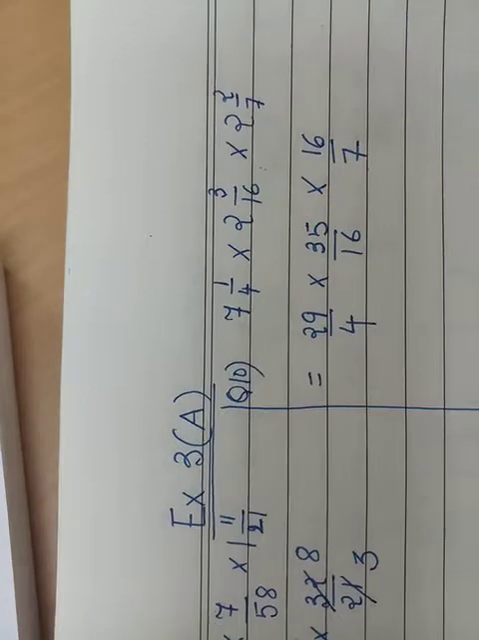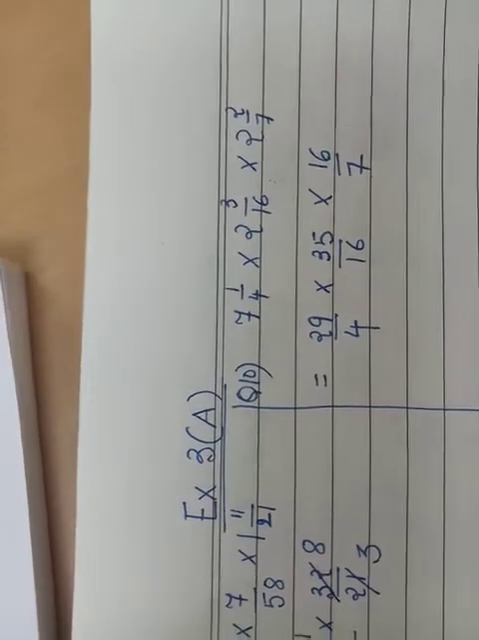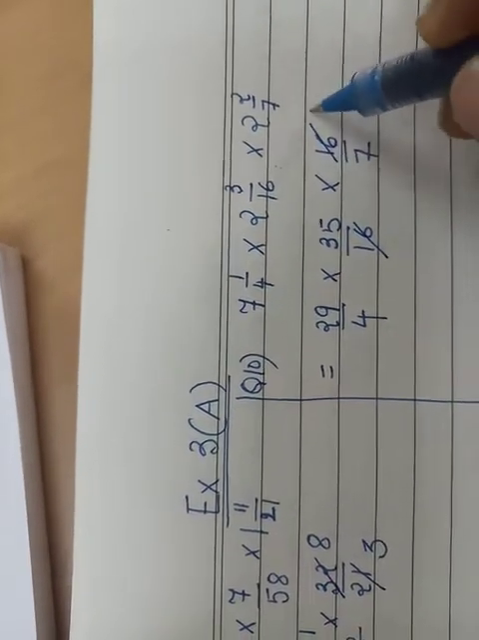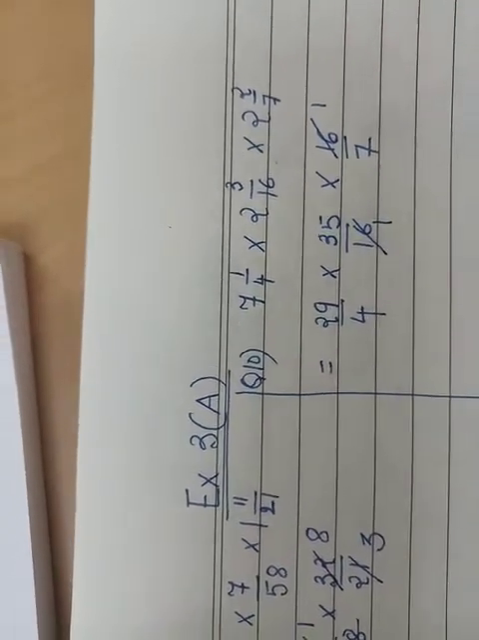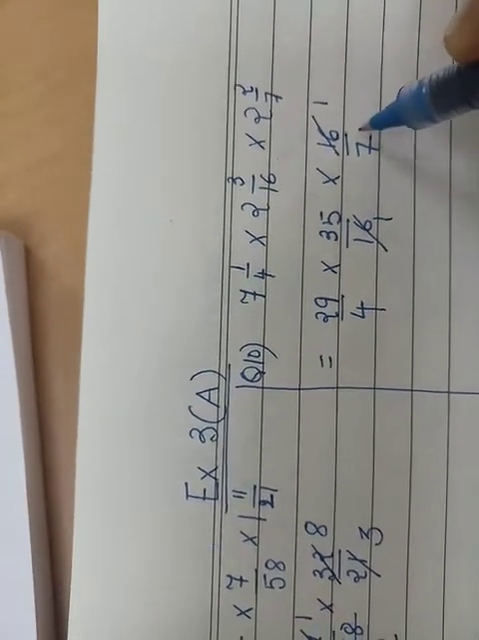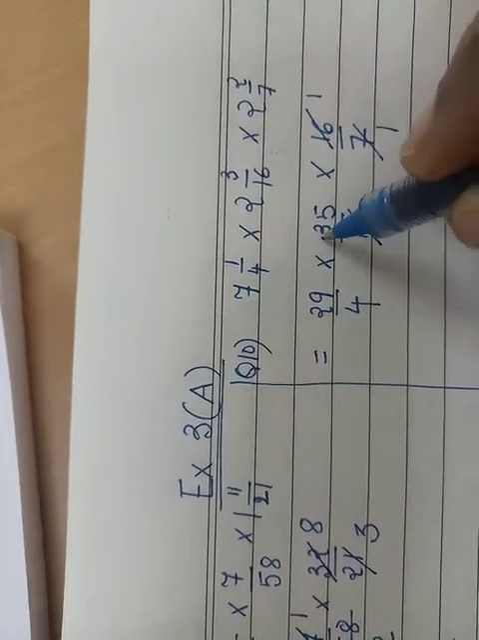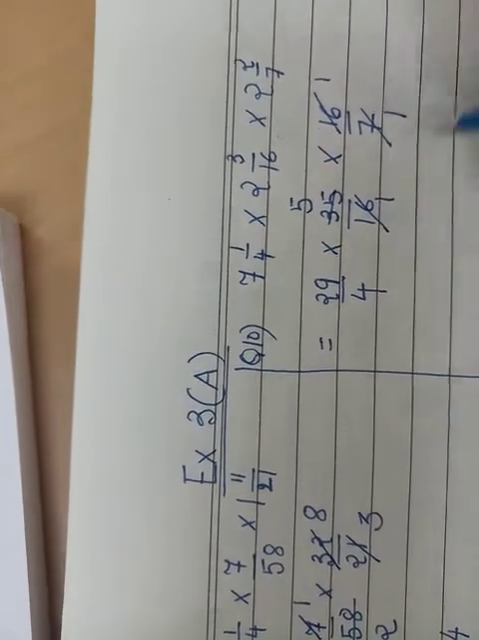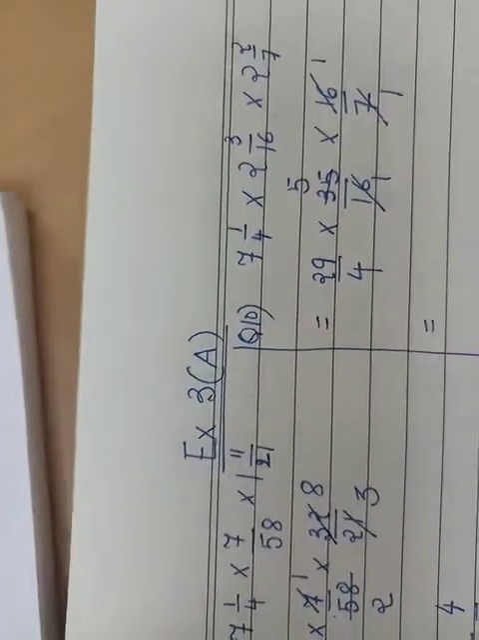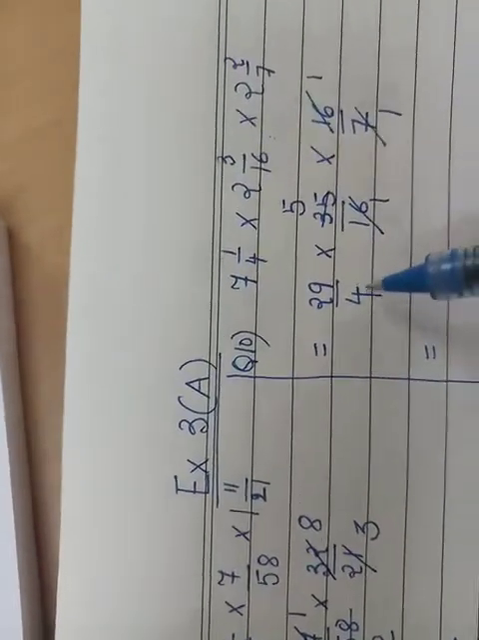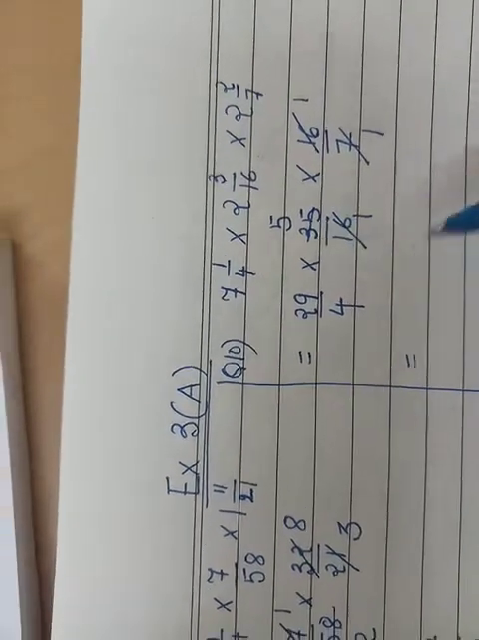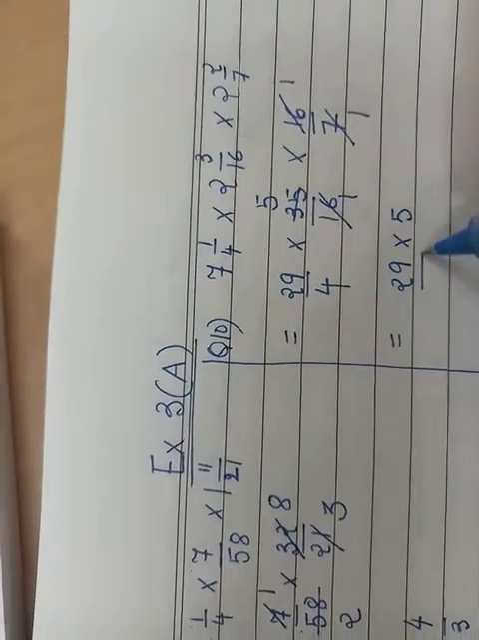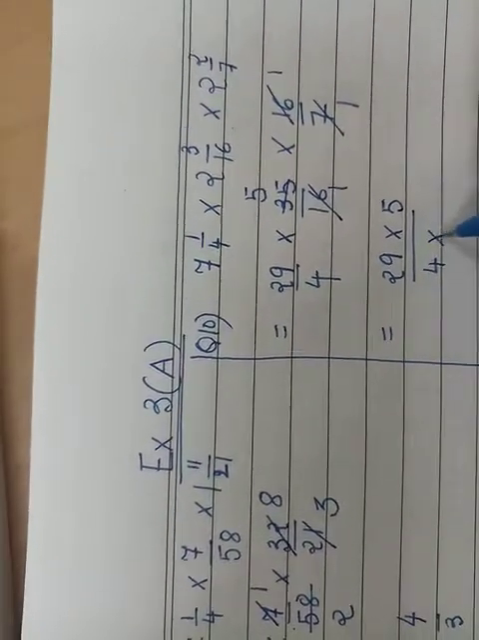Now whatever is being cancelled out, we'll cancel it out. So 16 and 16 here get cancelled. 16 1s are 16. 16 1s are 16. Then 7 and 35. 7 1s are 7. 7 5s is 35. So what are we left with? No, nothing else can be cancelled out. 29 and 4, or 4 and 5 cannot be cancelled out. So we write as it is. What are we left with? 29 into 5 upon 4 into 1.